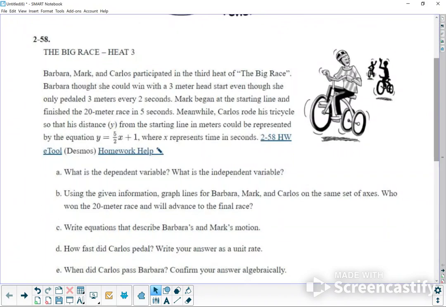So this one goes: Barbara, Mark, and Carlos participated in the third heat of the big race. Barbara thought she could win with a 3-meter head start, even though she only pedaled 3 meters every 2 seconds. Okay, so maybe you need to underline, maybe you need to jot down some notes, but I'm going to go ahead and underline. I'll use red for Barbara.